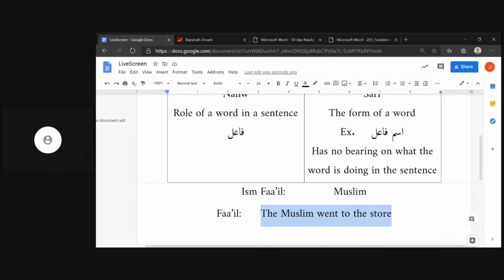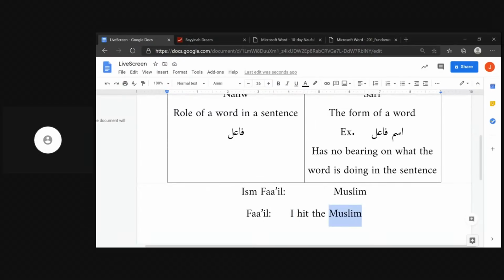Because I can say, I hit the Muslim. Now the verb is hit. So the fa'il of the sentence is I, because I is performing the action of hitting. The action is hit. I'm hitting. I am the fa'il. The role of I in the sentence is fa'il. But the form of I is not ism fa'il. Again, fa'il tells you the role in a sentence. Ism fa'il tells you the form of the word. I is not an ism fa'il. I is a pronoun. That's its form. But its role in the sentence is fa'il.